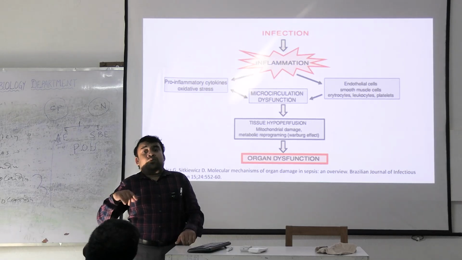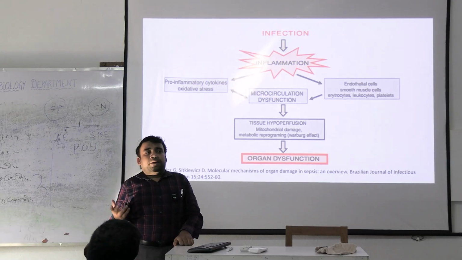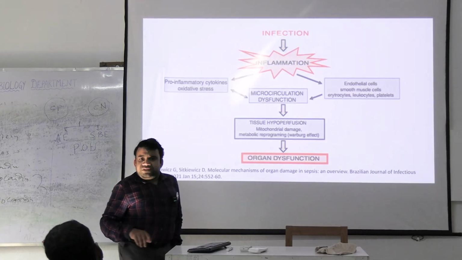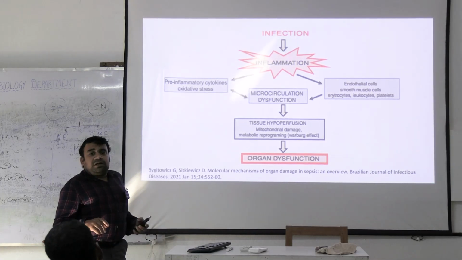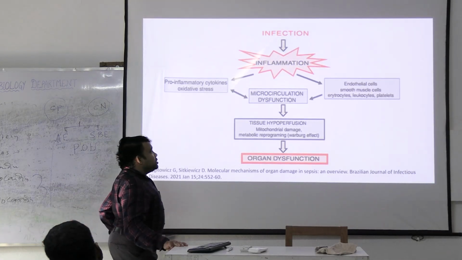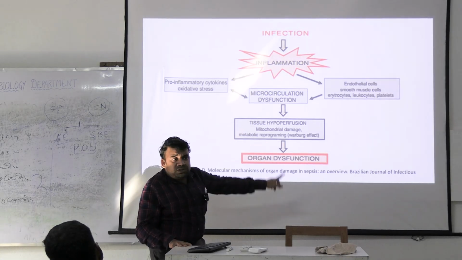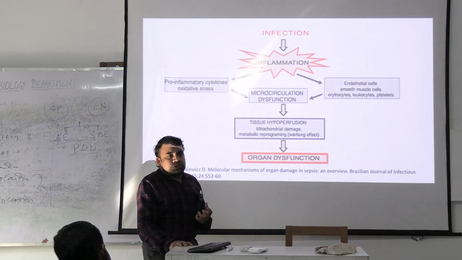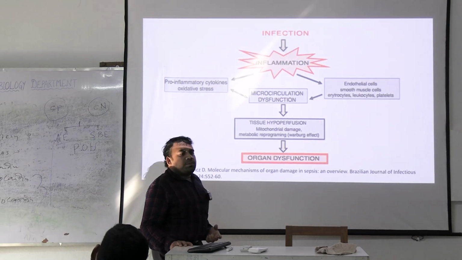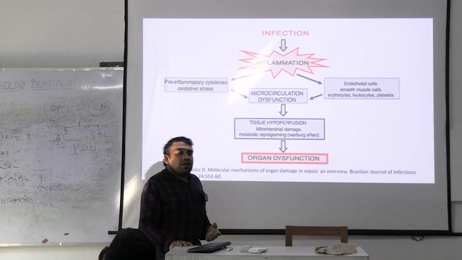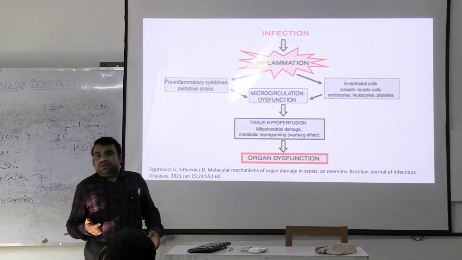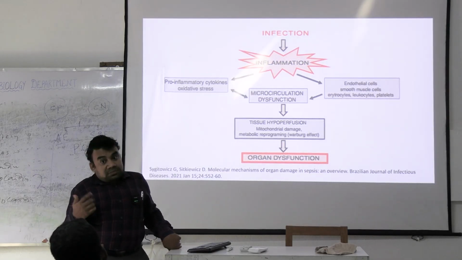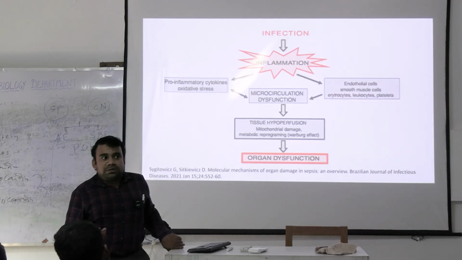The damage will be more predominant where? At the microcirculation. Not in the large vessels, but predominantly in the small vessels or the microcirculation. Now, if microcirculation is altered, what will happen to the tissues? Tissue perfusion will be deranged. Tissues will undergo hypoxia and will end up in cell death in the tissues.